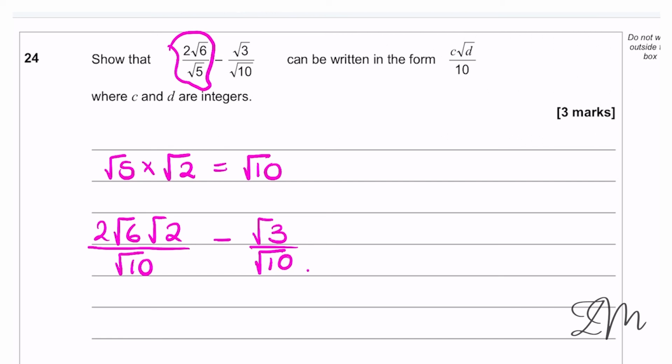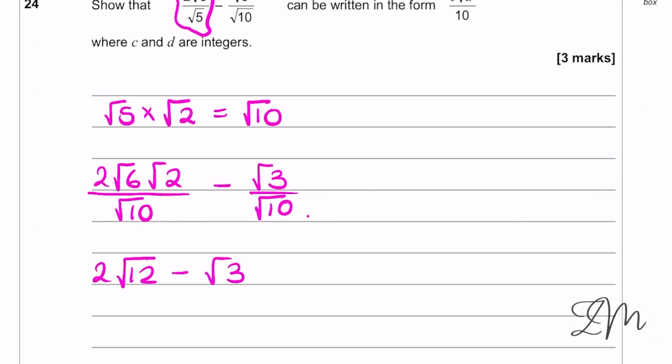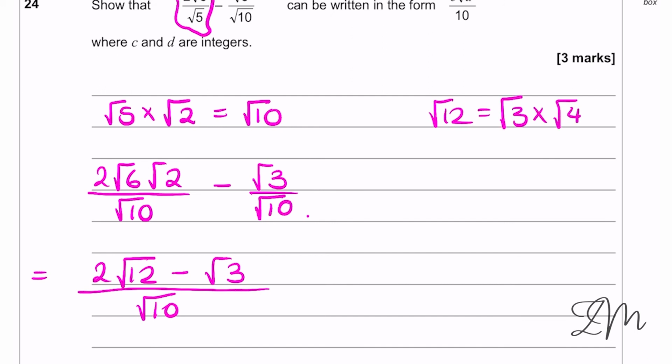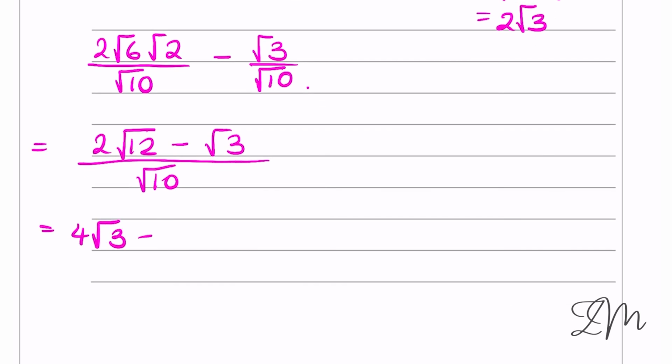So let's see, that's the same as 6 times 2, which is 12, minus root 3, all over root 10. Okay, root 12, that's a little sidebar. Root 12 is the same as root 3 times root 4. Root 4 is 2, so we get 2 root 3. So we've got 2 lots of 2 root 3. So 4 root 3 minus root 3 over root 10, which gives us 3 root 3 over root 10.